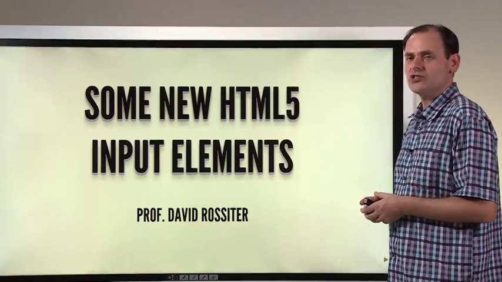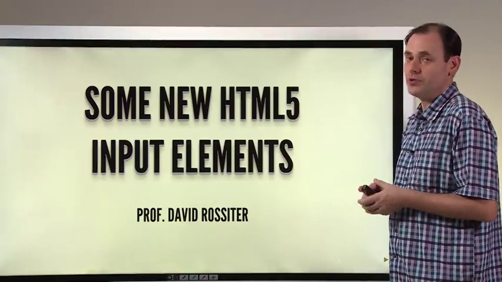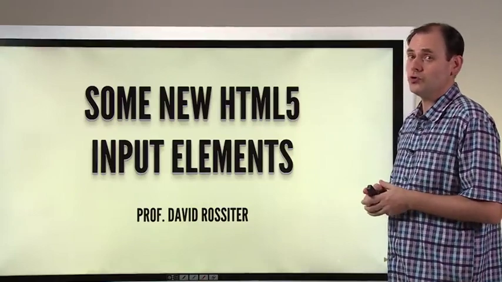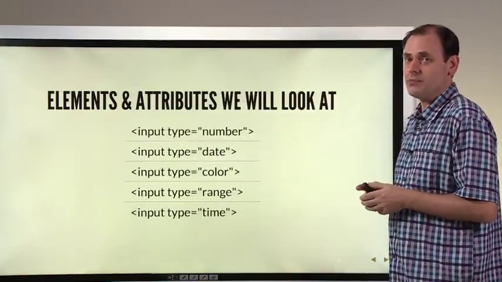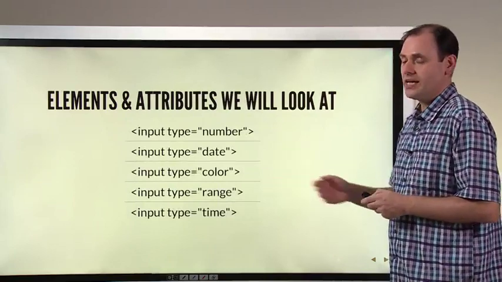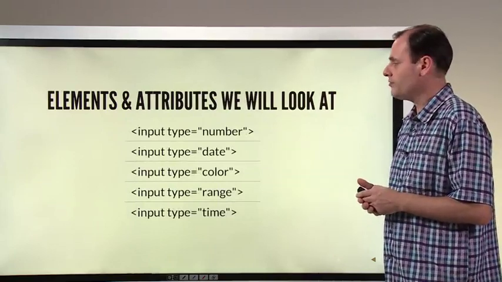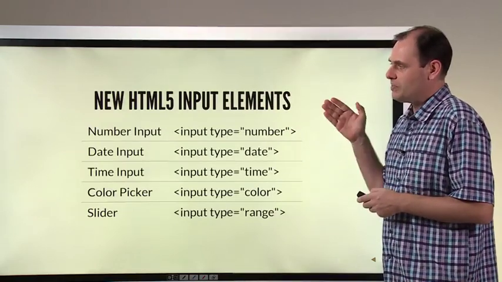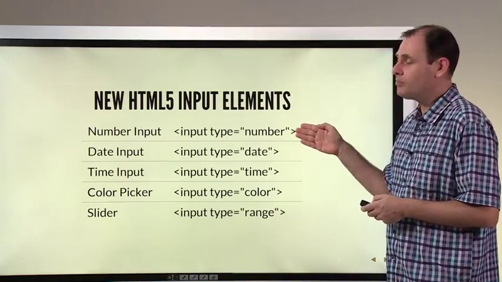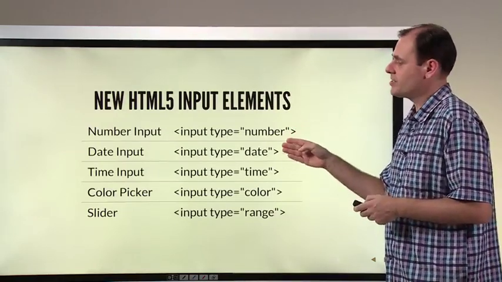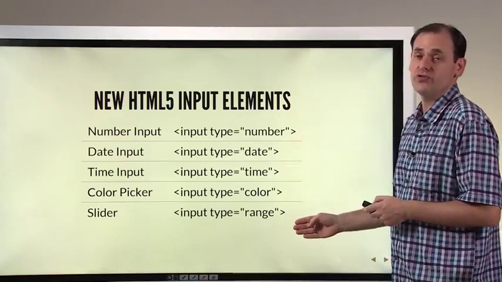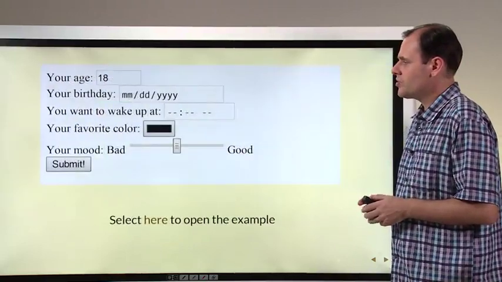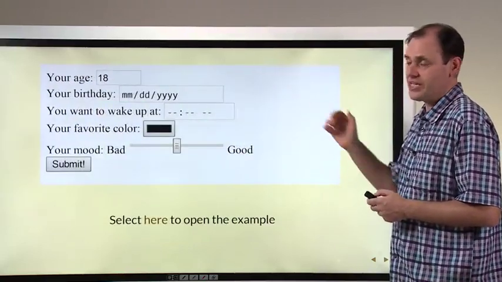Let's have a quick look at some new HTML5 input elements which might be useful for your first assignment. So that's our focus. The elements we're going to look at are these, and it's pretty obvious what they're for. Basically, we've got an input element for handling numbers, one for handling dates, one for time, one for colors, and one for selecting from a range. So I've put all those in this particular example.